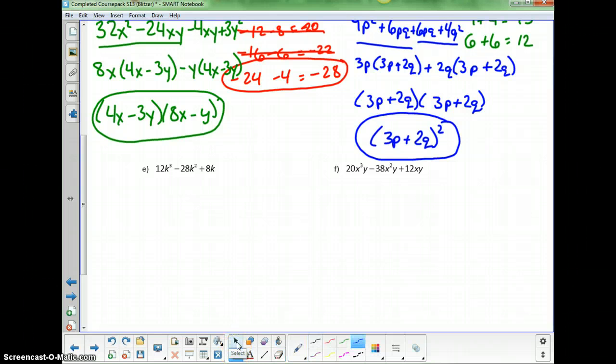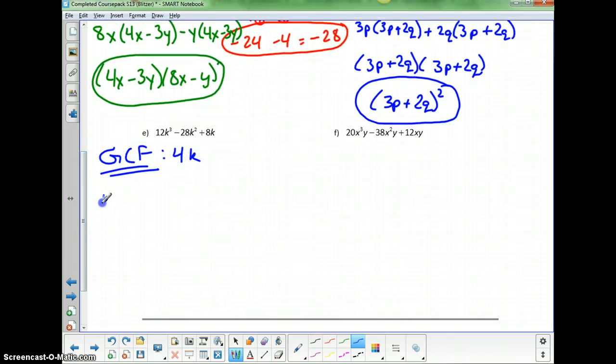I just noticed something. This problem is not an x squared problem. There's a cube right there. That breaks all the rules, except for the fact that you can take something out of everything. I got a GCF to start with. Alright, so the GCF here is going to have a k in it, because everything has a k. Also, though, you can divide all of these numbers by 4. So the GCF is going to be 4k, and let's divide that out first.